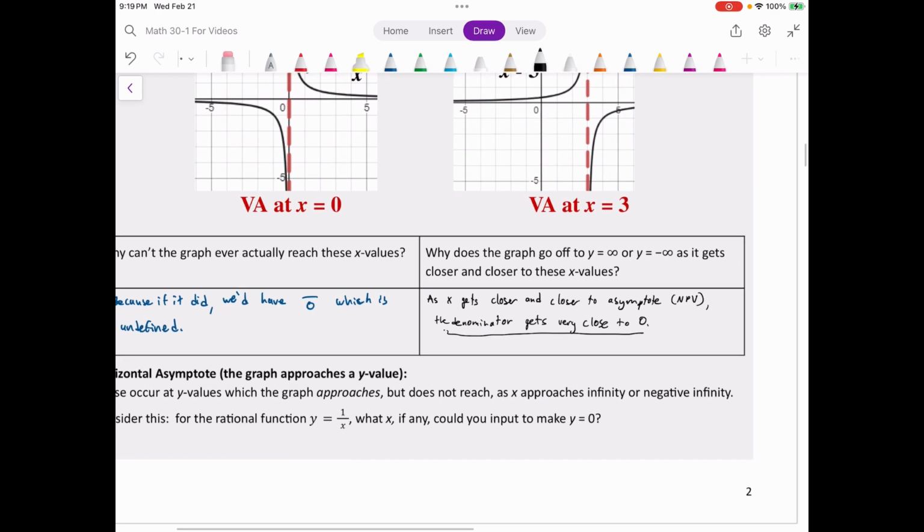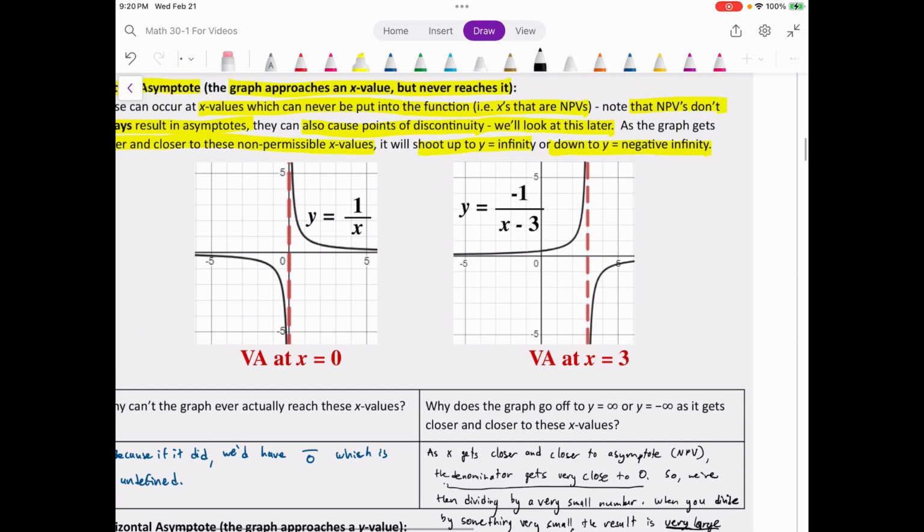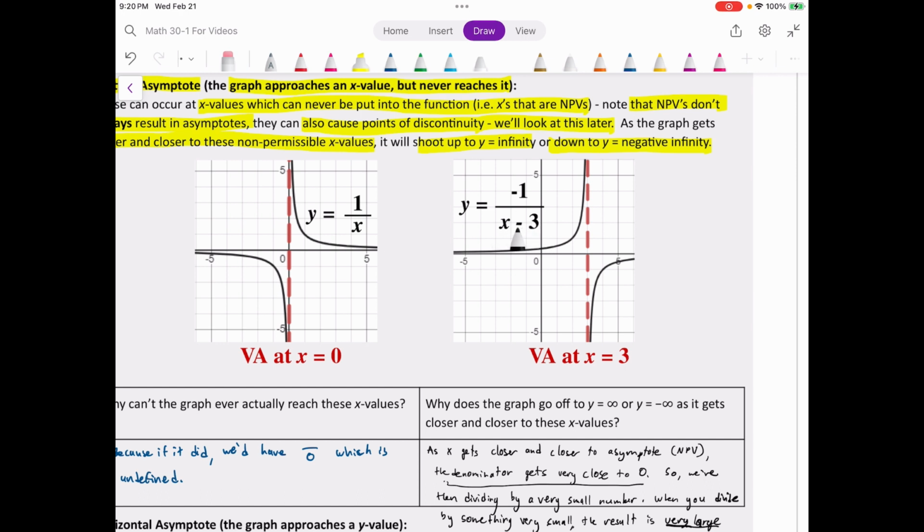That means we're dividing by a very smaller and smaller number. So we're then dividing by a very small number. And if you divide by a very small number, what do you get? You get a really big answer, right? When you divide by something very small, the result is very large. And so since y is equal to, you know, stuff divided by some denominator, okay, if that denominator is getting very, very close to 0, we're dividing by a tiny, tiny number, which means our result for y is going to be really, really big.